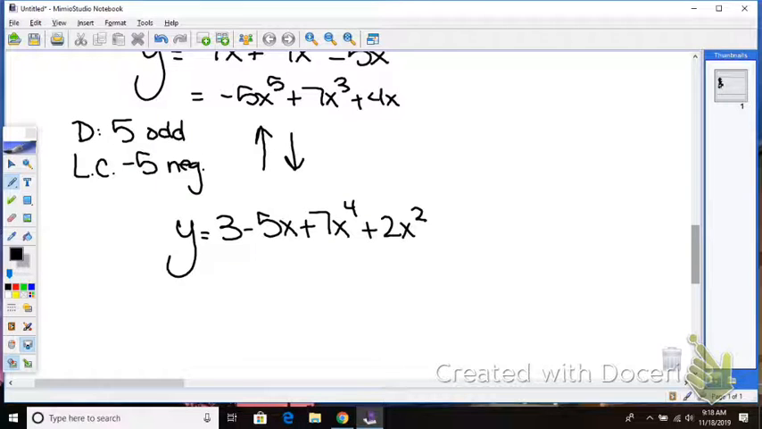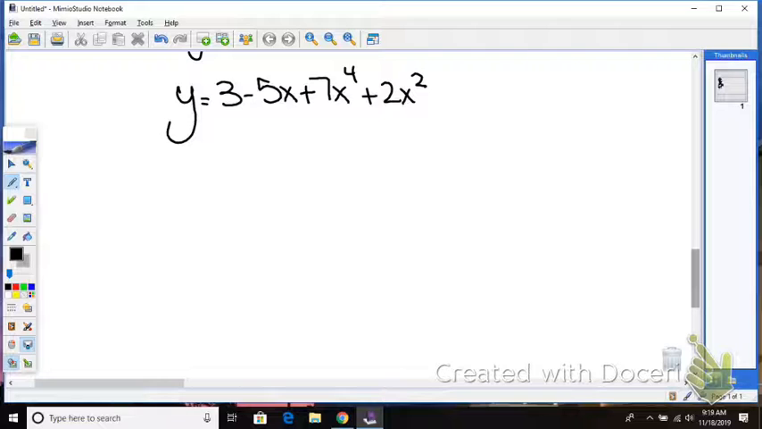Okay, you guys do this one on your own. Put it in standard form, pick out each one, and then just show what the end behavior would be.